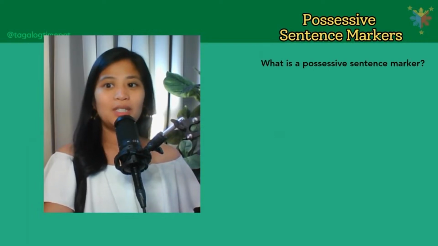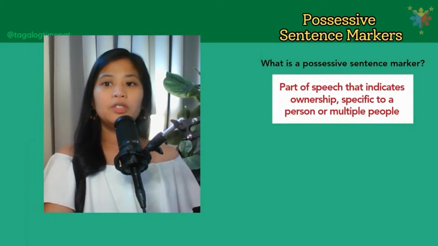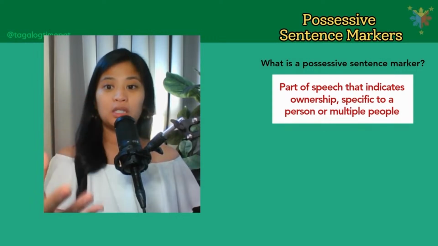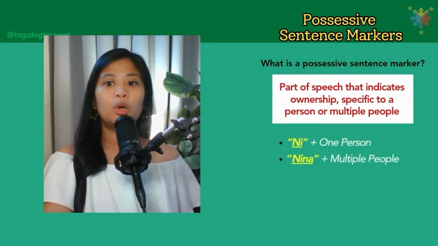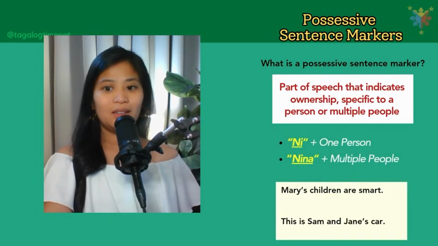What is a possessive sentence marker? Well, it's a part of speech that indicates ownership specific to a person or multiple people. So now if we want to say someone's name, like we're saying it belongs to someone specific, this is how we're going to do it. We would use the word ni for one person. We would use the word nina for multiple people. So take a look at this.